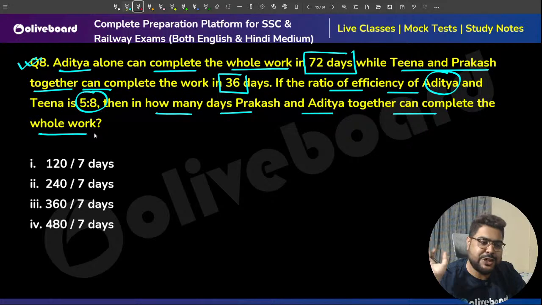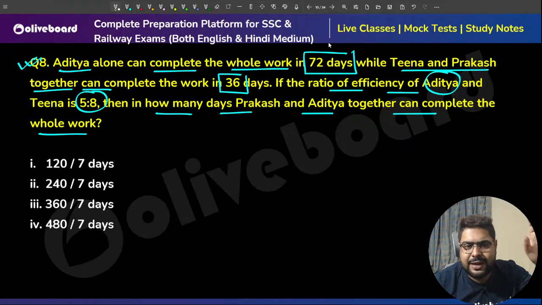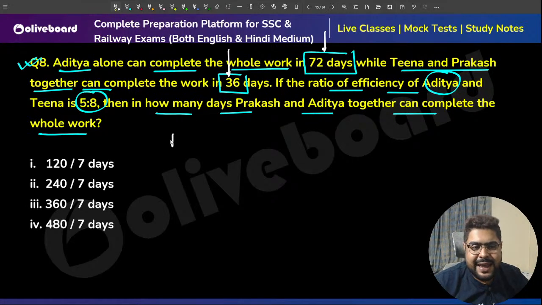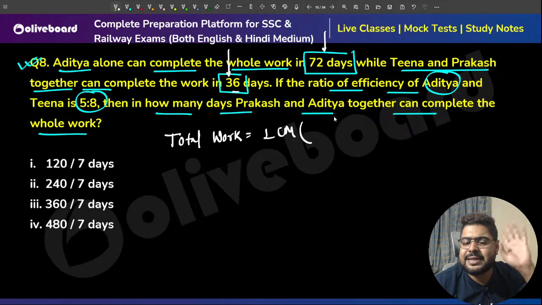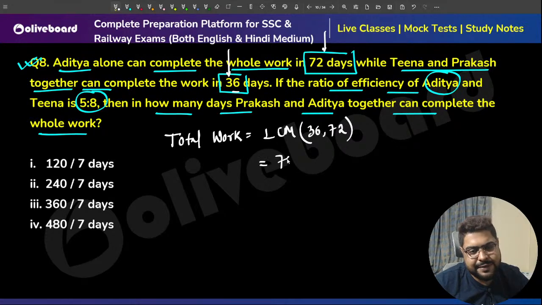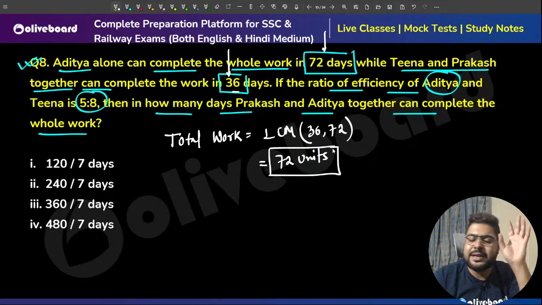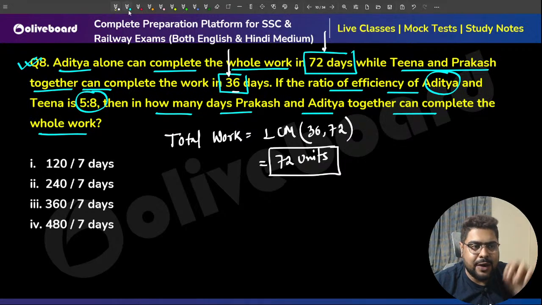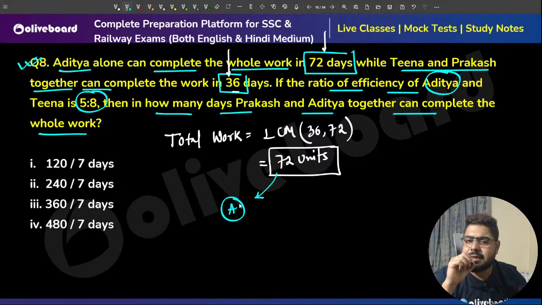Using only ratio. But sir, let's not take everybody to be experts. So let's use LCM. LCM method only. I am taking total work, sir. LCM of the time given, that is 36 and 72. Everybody will say, no sir, that is 72 units only, because 72 itself is a multiple of 36.